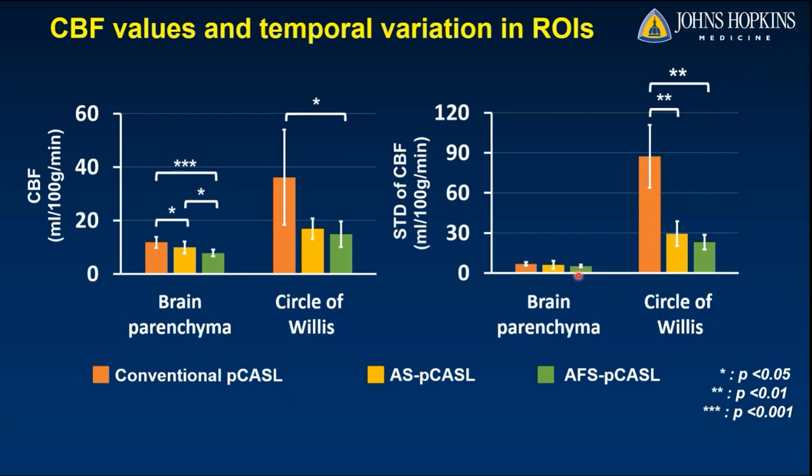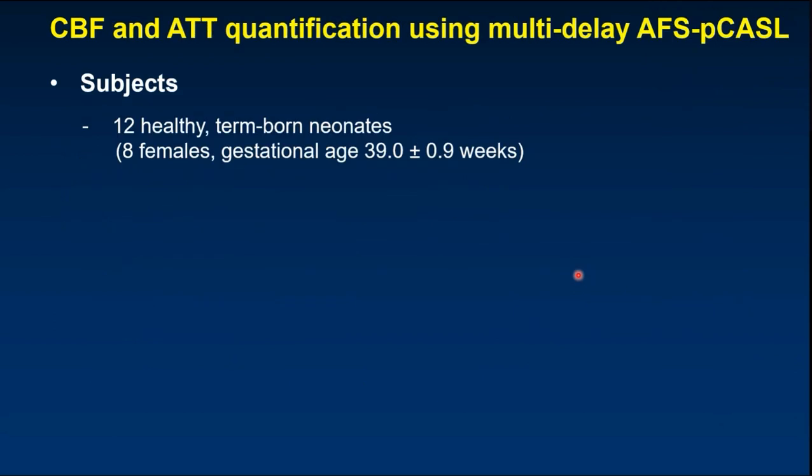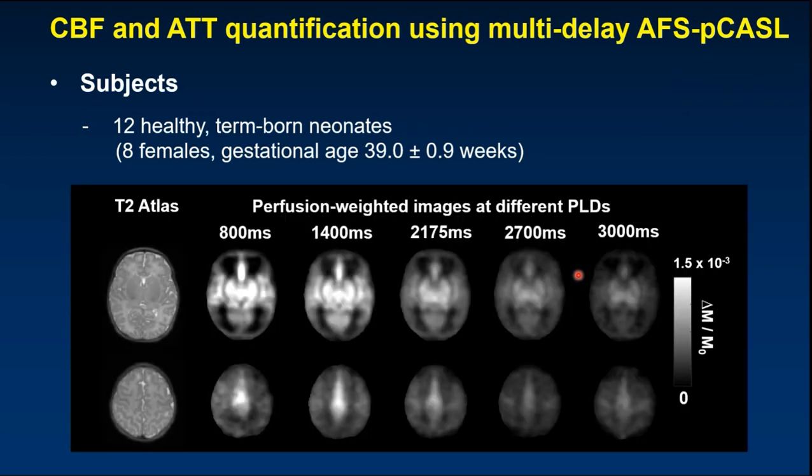So based on this result, the winner among the 3 sequences, the arterial and flow suppressed Picasso, was then used for a multi-delay study to quantify CBF and arterial transit time in neonates. Another 12 healthy neonates were scanned, and 5 PLDs were acquired, ranging from 800 milliseconds to 3,000 milliseconds. What you can see here are the group average perfusion weighted images at different PLDs. We can see that, especially in the white matter, the perfusion signal first comes in and then fades out due to the T1 relaxation.